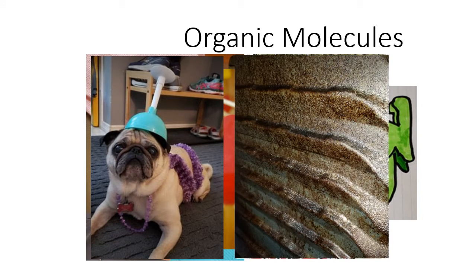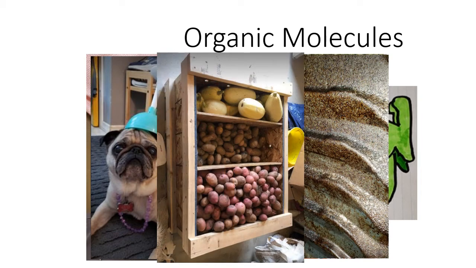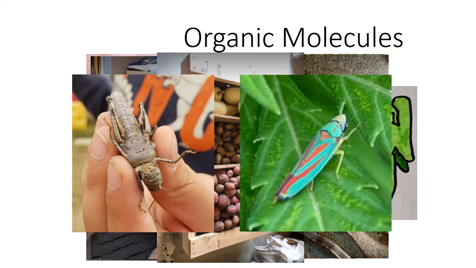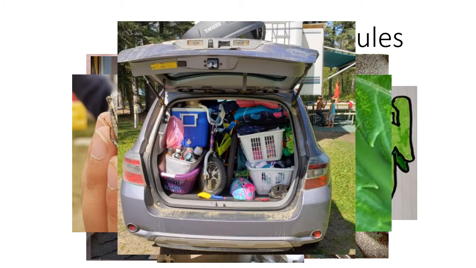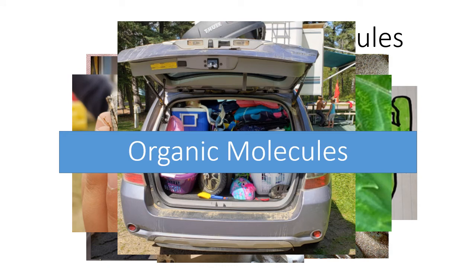And that stuff that gets stuck to the inside of your oven, that's organic as well. And the potatoes and squashes from this year's harvest, and the wood that was used to make the box for that, and grasshoppers, there's a weird bug, and all that stuff that I tried to pack into the back of my SUV, while the majority of that stuff was made out of organic molecules.